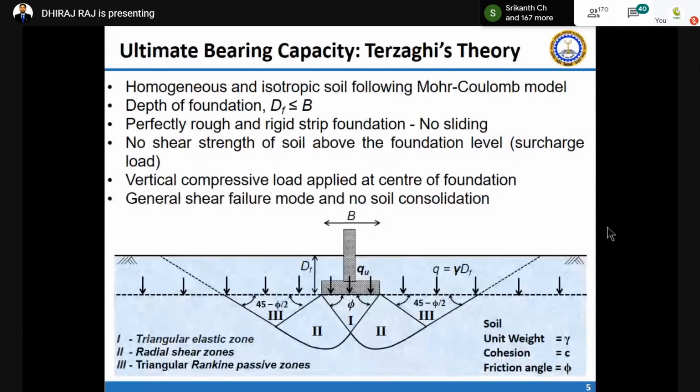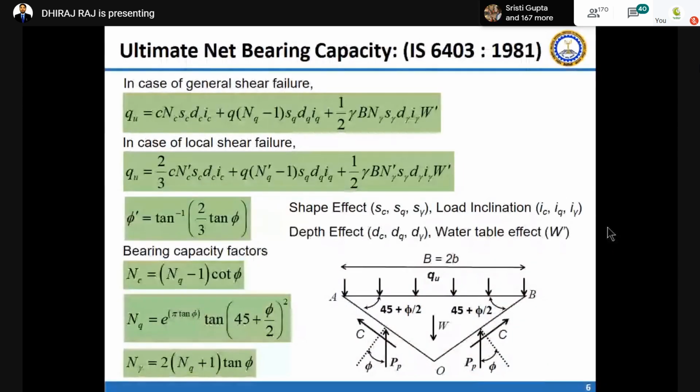This theory was adopted by several researchers, and finally our IS code 6403 1981 adopted this theory with some modifications, in terms of shape factor, depth factor, load inclination factor, and general and local shear failure. There they have given the bearing capacity factors Nc, Nq, and N gamma, which you can see. And these are the shape factors and depth factors.